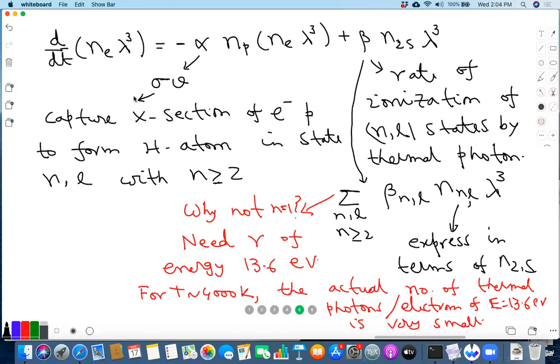Yes, go ahead, please. When we are writing all these equations, we are starting at some zero concentration, right? Like there is no 1s to begin with. There are only free electrons initially. Yes, so at that time, this process is highly important, right?